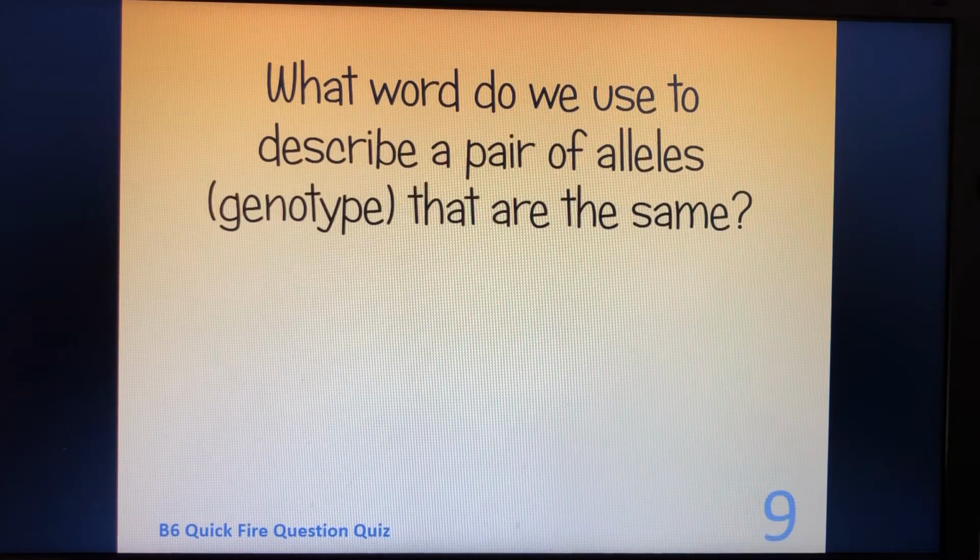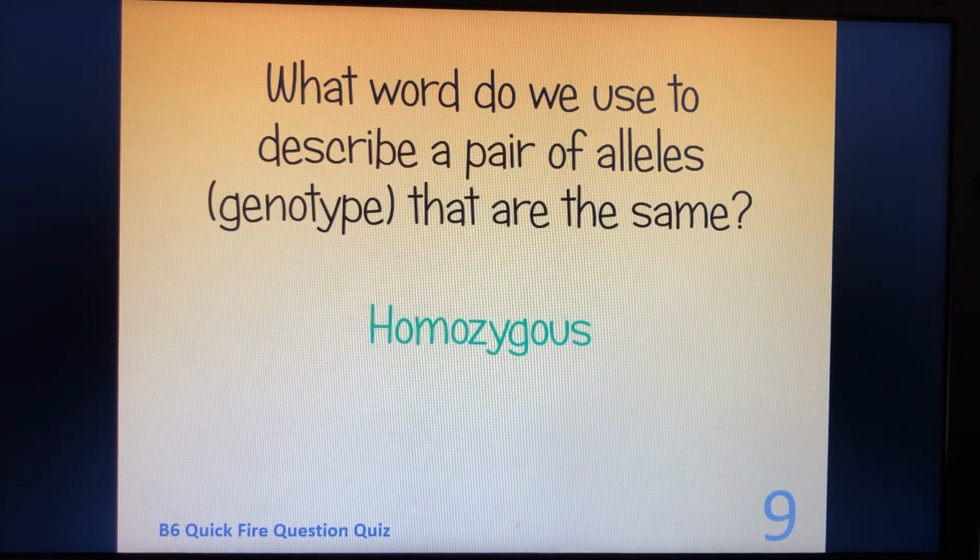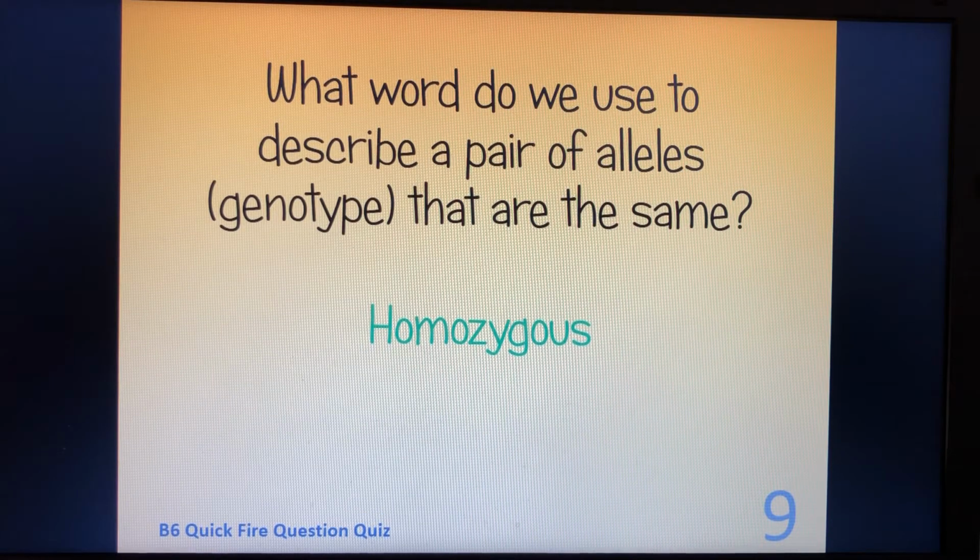Question 9. What word do we use to describe a pair of alleles, the genotype, that are the same? And the answer is homozygous. So homozygous if they're the same, heterozygous if they are different.